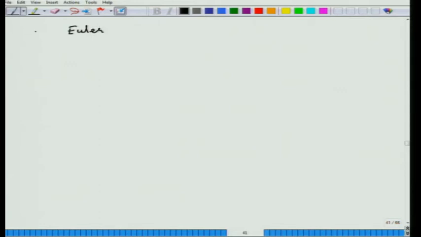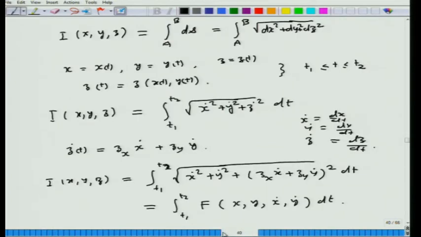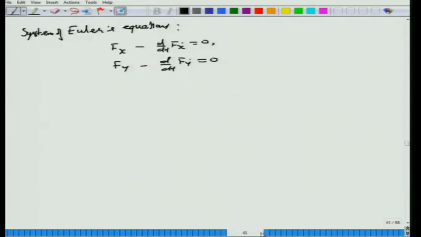So, it is of this type, and so you can see that you have a system of Euler's equations given by f x minus d by dt of f x dot equal to 0, and f y minus d by dt of f y dot equal to 0, because you have only x and y appearing in this, and x dot, y dot.